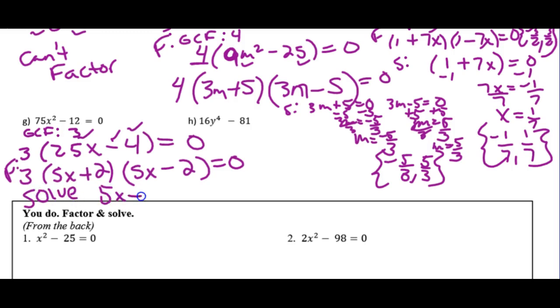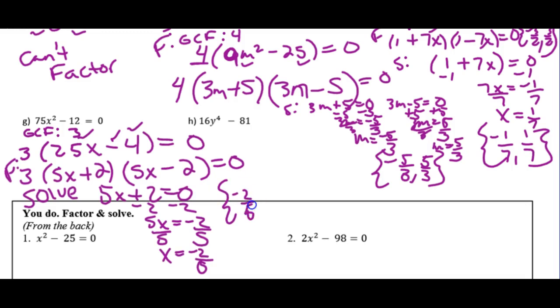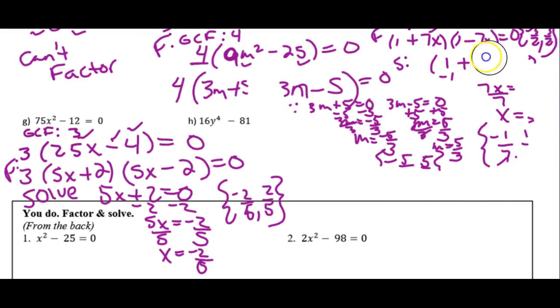And then to solve, I'm just going to take one of them and set it equal to 0 because I've already established that pattern with the difference of squares that my solutions are going to be just opposite signs, but same number. So negative 2/5. So my answer here is negative 2/5 and 2/5.